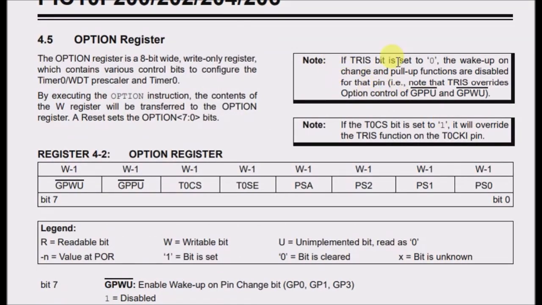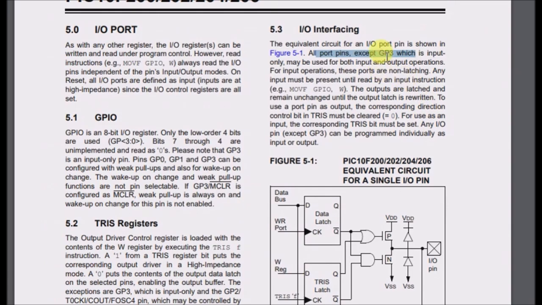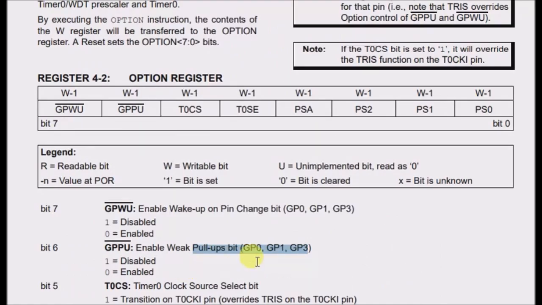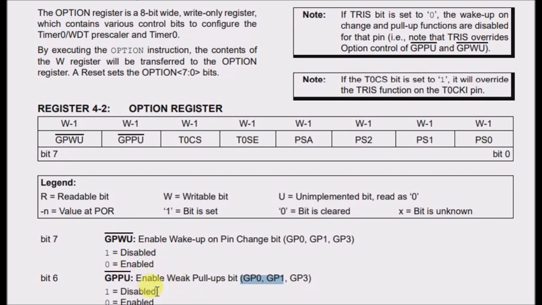So I guess if you use the TRIS register and set any of these pins as output, except GP3, which is input only, say GP0 and GP1 as output, I suppose it overrides whether or not you enable weak pull-up resistors, which really apply only to input pins. And that's kind of what it says. If the TRIS bit is set to 0 as an output, the wake-up on change and pull-up functions are disabled.